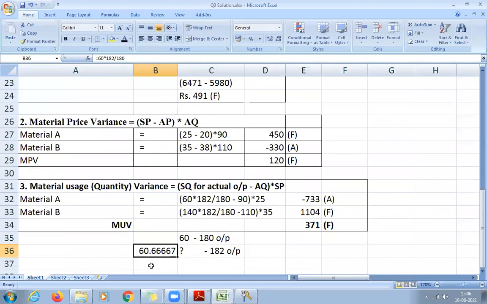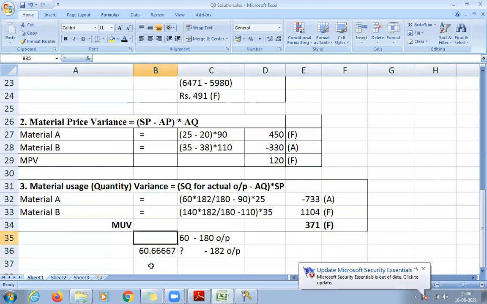60.6667. That 0.667 actually makes a difference. So the standard quantity is 60, but when I convert it for the actual output, it becomes 60.66. Understood? Similarly, you can calculate for 140 also.